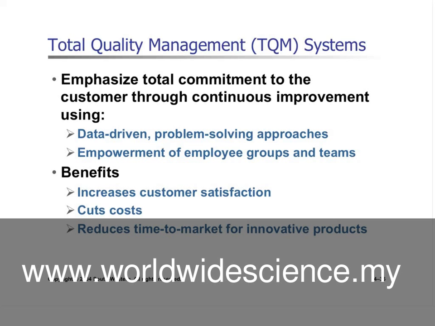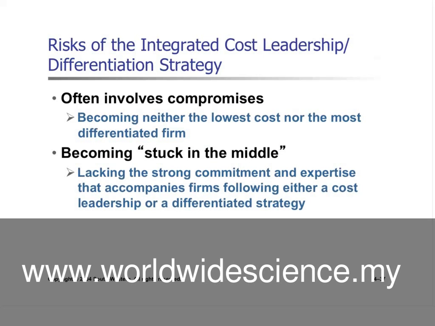Then what are the risks? The risk of integrated cost leadership differentiation is that it often involves compromises, so becoming neither the low-cost nor the most differentiated firm. This is the risk that you would be neither a low-cost nor a differentiated firm, or you will be stuck in the middle, lacking the strong commitment to an expertise that accompanies firms following either a cost leader or differentiated strategy. Which is basically truly the case now. Most of the companies are stuck in the middle. They are somewhere in between. They are neither just a cost leader nor just a differentiated firm.